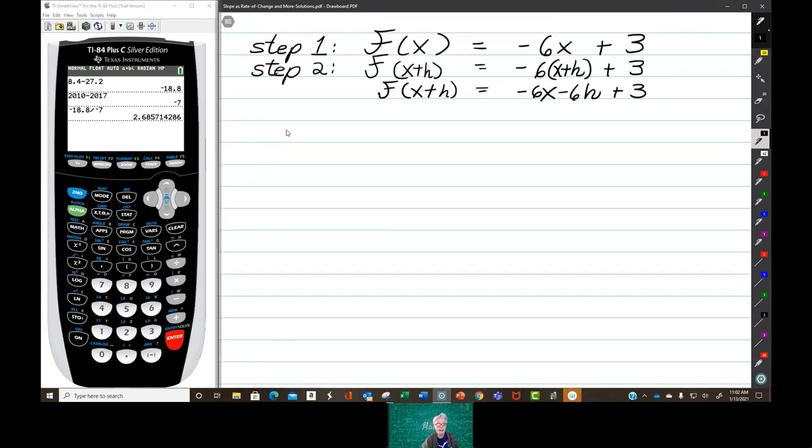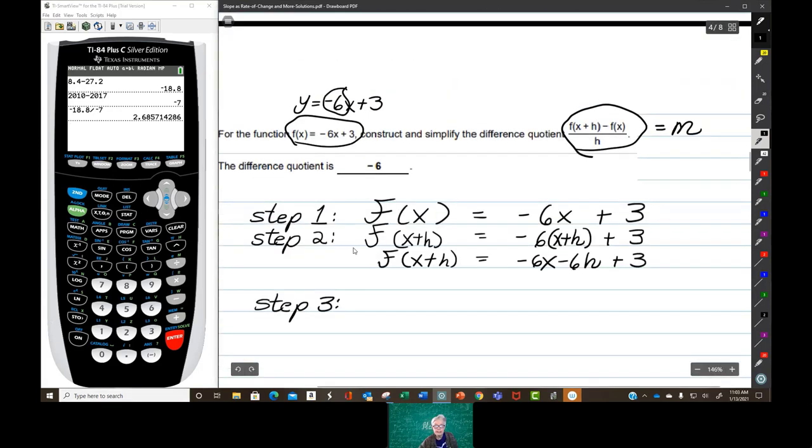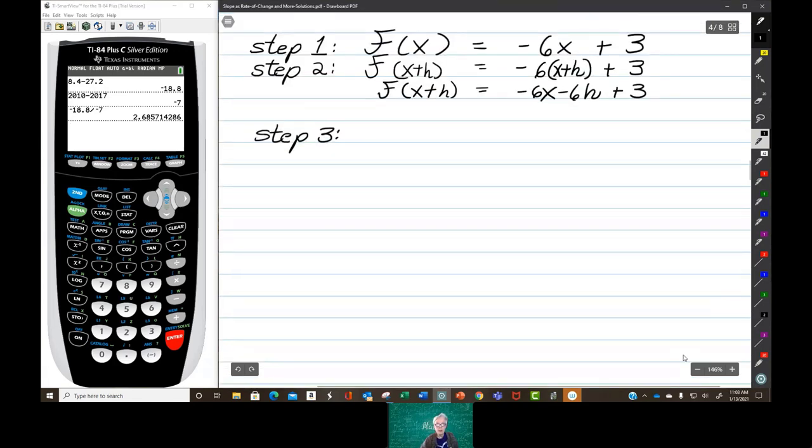Step 3. If you do this in order. Ma'am? Yes. Where are we getting the 3? I'm kind of confused. Wasn't it there to begin with? Yes, there's the plus 3 right there. Oh, okay, sorry. No problem. No problem at all. It's easy to lose track of these things.